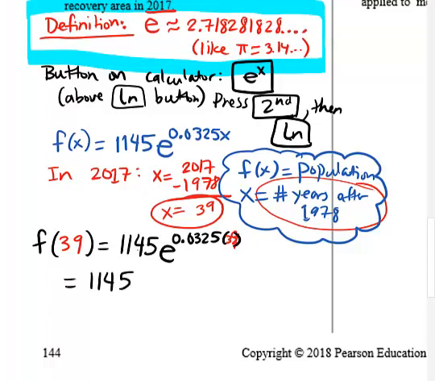Okay, so I got 1,145. And then e to the power of, I'm actually going to do that exponent on my calculator. It's 0.0325 times 39. I'm getting 1.2675. That's not a bad idea, especially if there's a lot going on, do it in stages. Multiply the exponents. Now I'm going to do e to the power of that.